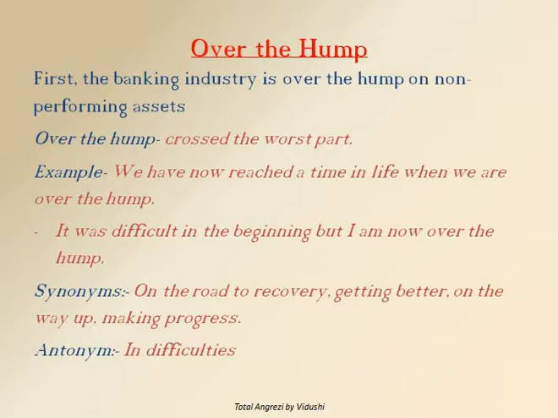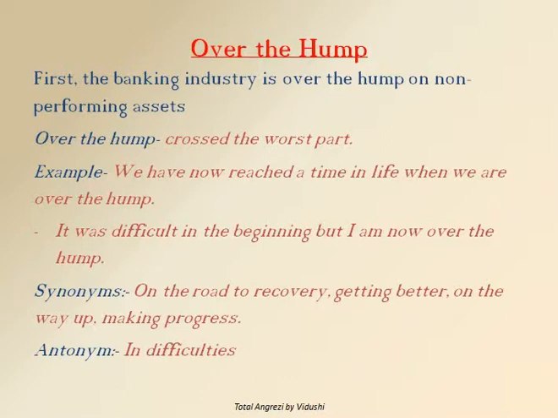This comes from the sentence, first, the banking industry is over the hump on non-performing assets. Over the hump means you have crossed the worst part. Everything that was difficult is over and now you have entered into a better and easier stage. For example, we have now reached a time in life when we are over the hump, which means that all the difficulties are now over and now I'm in a time of life where everything is easy.